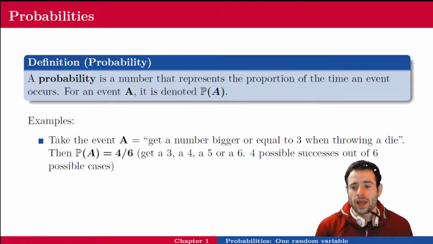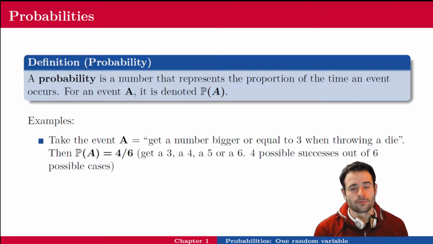There are 6 possible cases, and 4 of these cases will correspond to the number being bigger or equal to 3. So the probability of getting a number bigger or equal to 3 will be 4 over 6: the number of successes divided by the number of possible cases or outcomes.